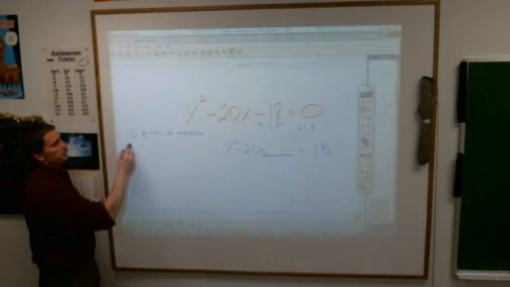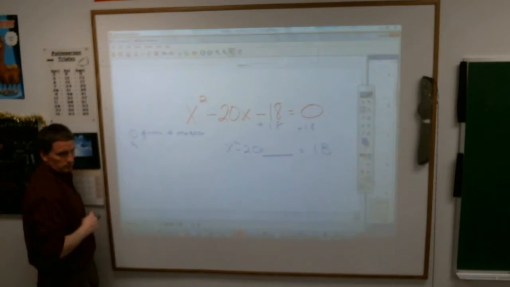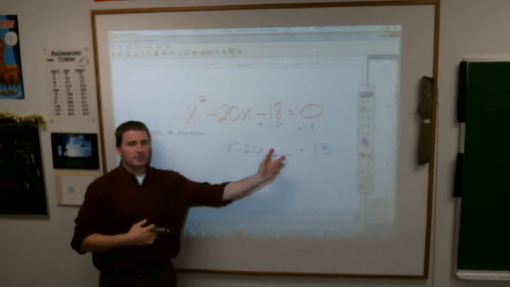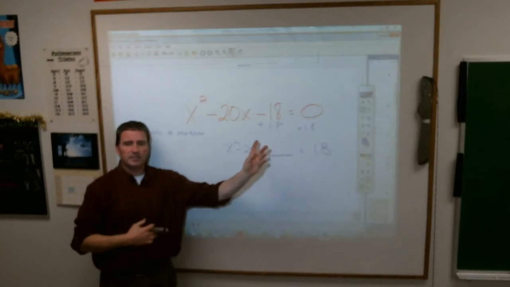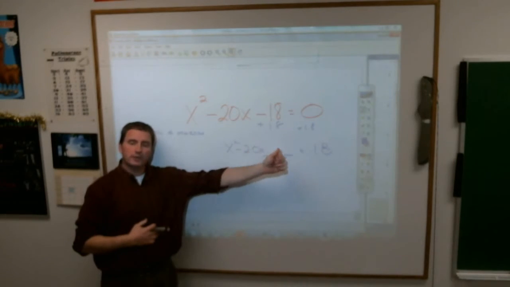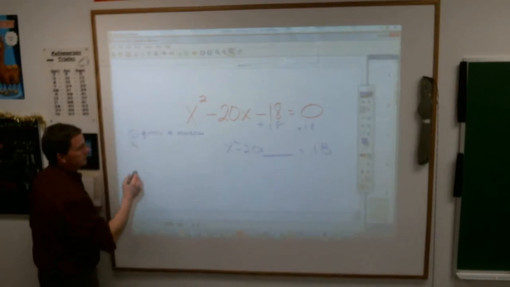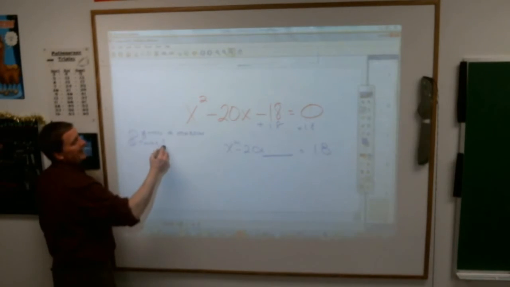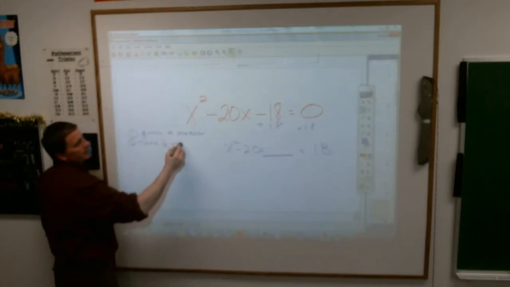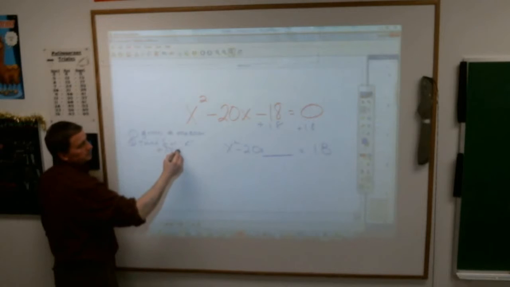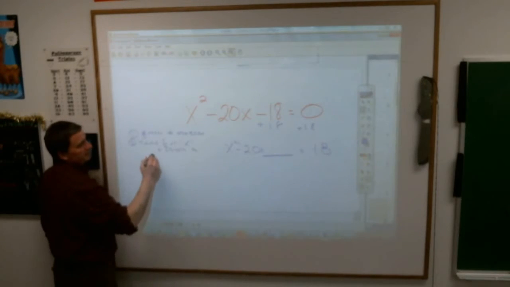Okay. Step 2, same thing we just talked about. In order to find out what this number has to be, I need to take half of this and square it. Step 2, take 1/2 of the x term and square it and add to both sides.